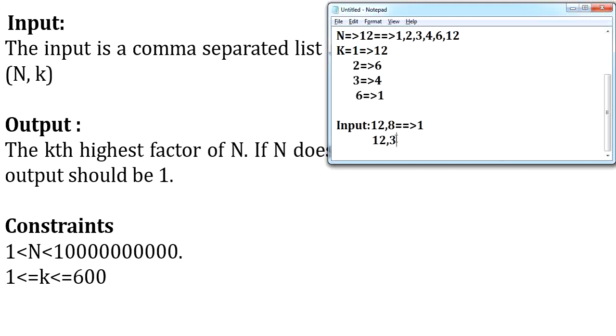third largest factor, I will be having output as 4. If at all I am giving beyond the range of 6, I should display 1. This should be the output. Now we will move on to the constraint part.